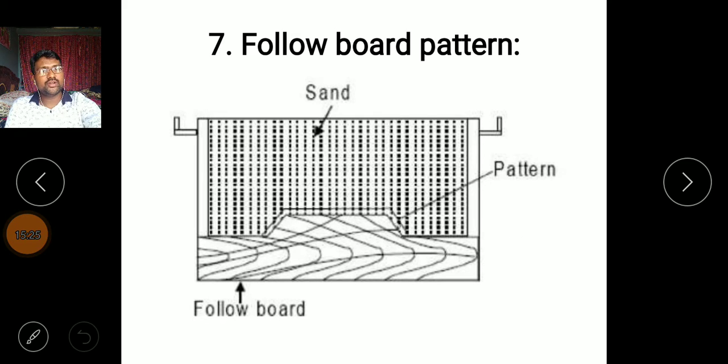Observe the diagram, it is the follow board. The pattern is attached to the follow board. After that, we have to fill the sand and then rotate it by 180 degrees. After that, we have to remove the follow board. The bottom board consists of the pattern. In this case, it is one type of pattern.